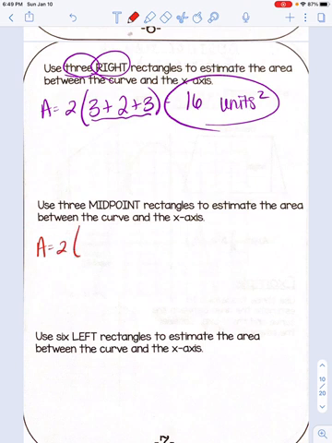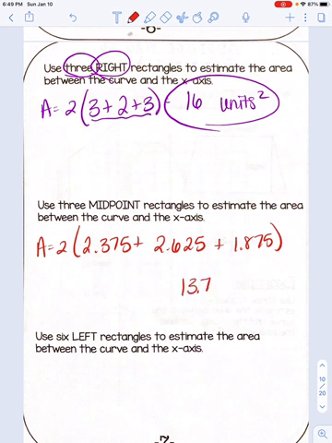The widths are still 2. And your y values should be 2.375, 2.625, and 1.875.